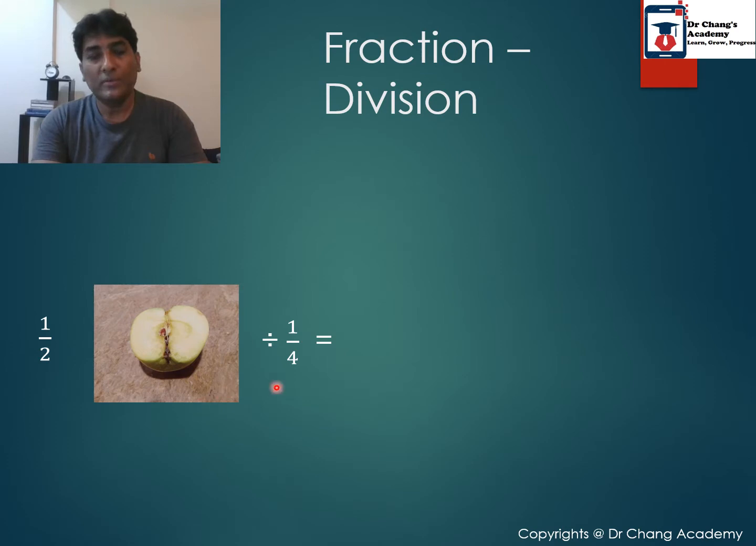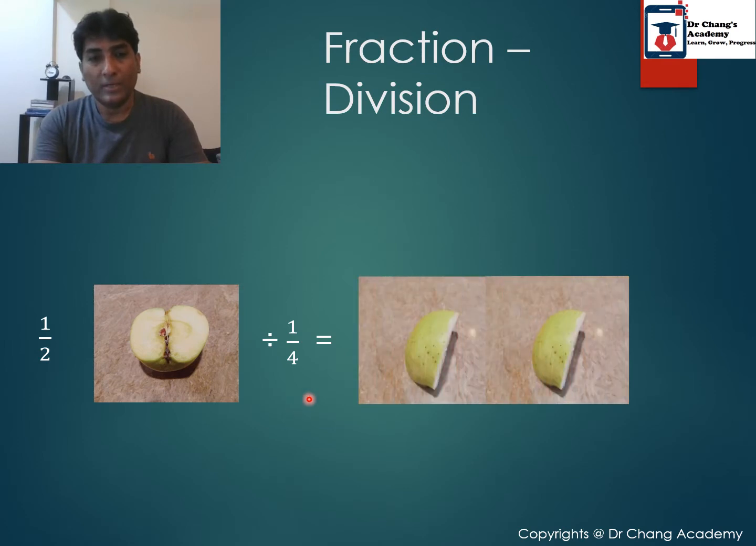So when we say we want to divide it by 1/4, what we mean is we want to divide it into 1/4s, and the question is how many 1/4s we can divide it into. So the answer is we can divide this half an apple into two 1/4s. Okay, and that's why the answer is 2. So when we say half divided by 1/4 is equal to 2, this is what it actually means.